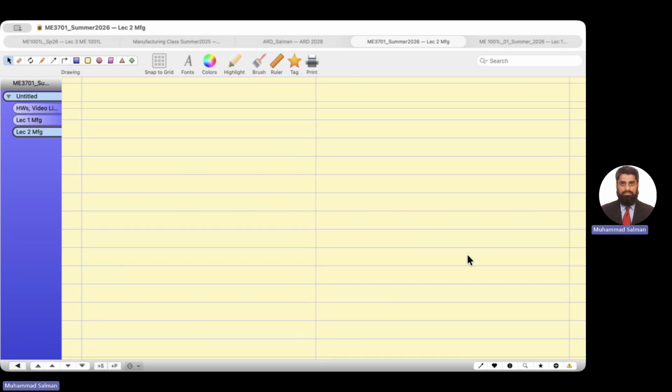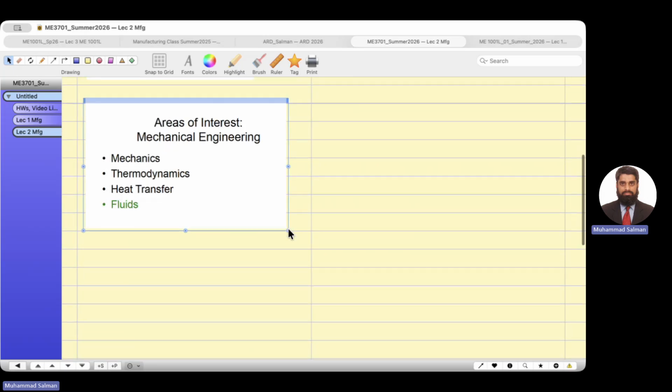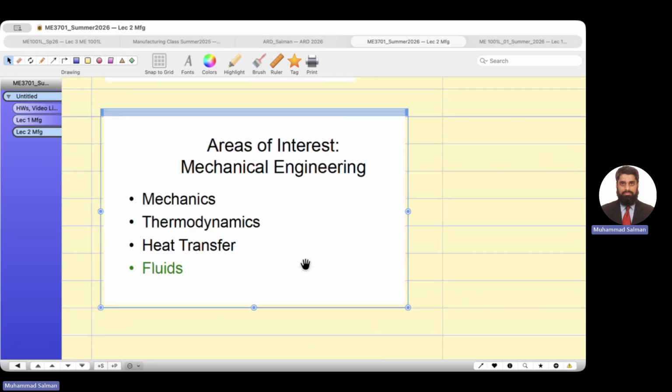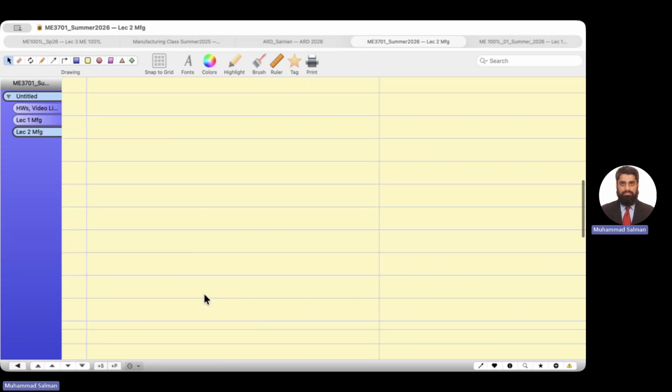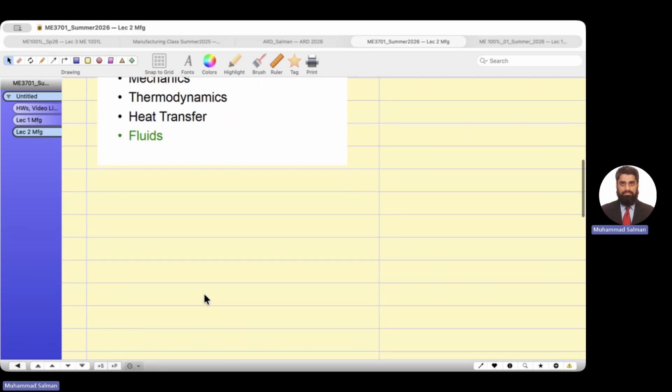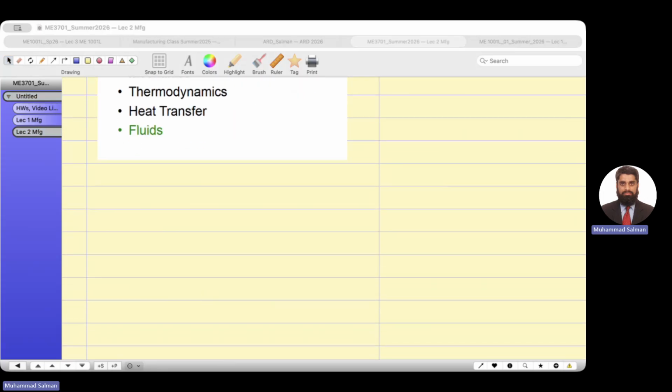So let me show you what I'm explaining. I was alluding to it a little bit earlier. So we already covered mechanics review, thermodynamics, and heat transfer. Now we are going to cover fluids review.